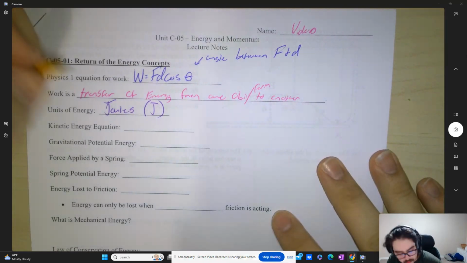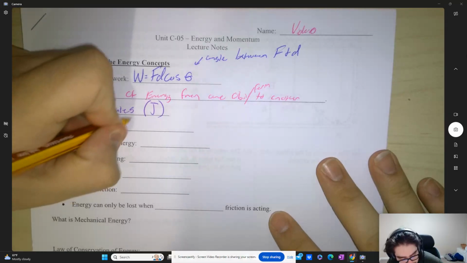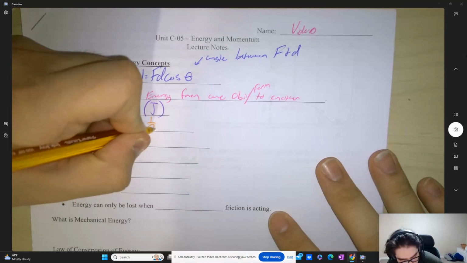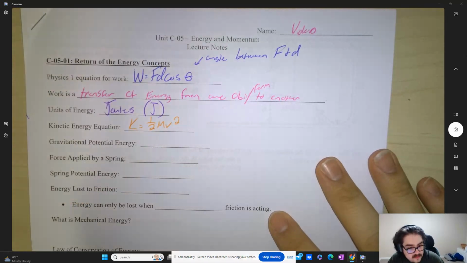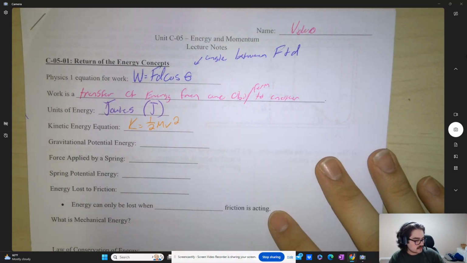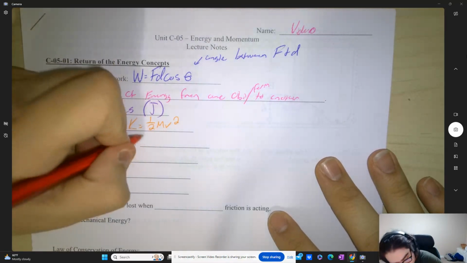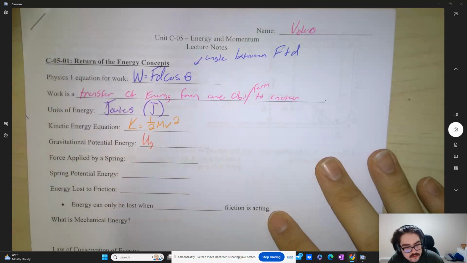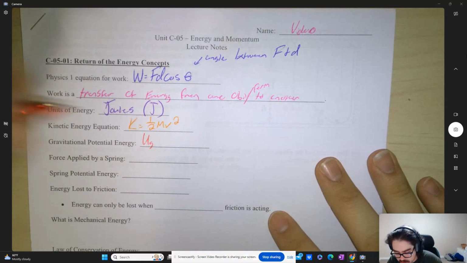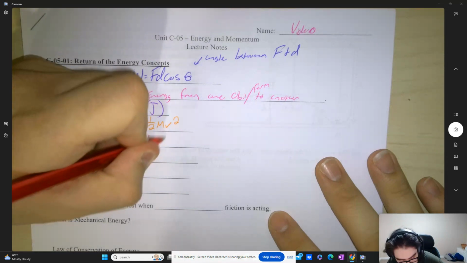The kinetic energy equation, this is from Physics 1, is K equals 1/2 mv squared. Gravitational potential energy is U sub g. Remember, we use U instead of P for potential energy. U sub g is equal to mgy.